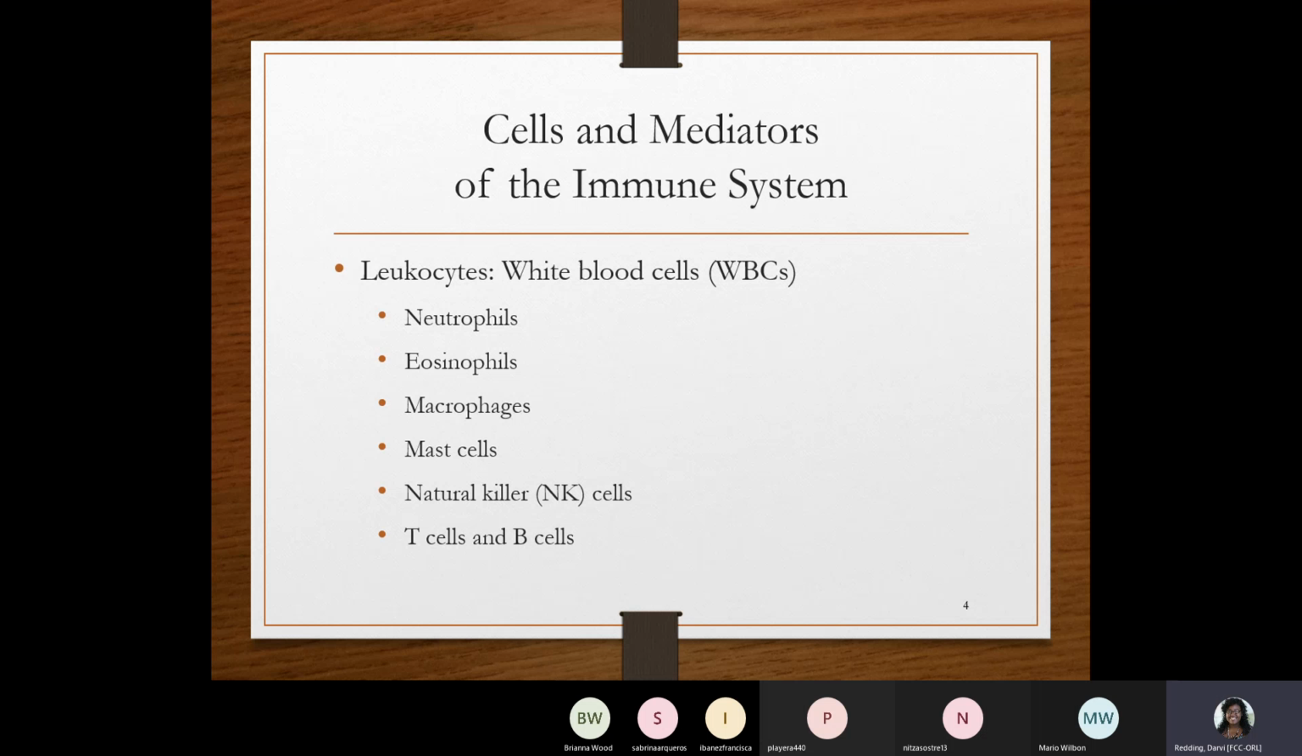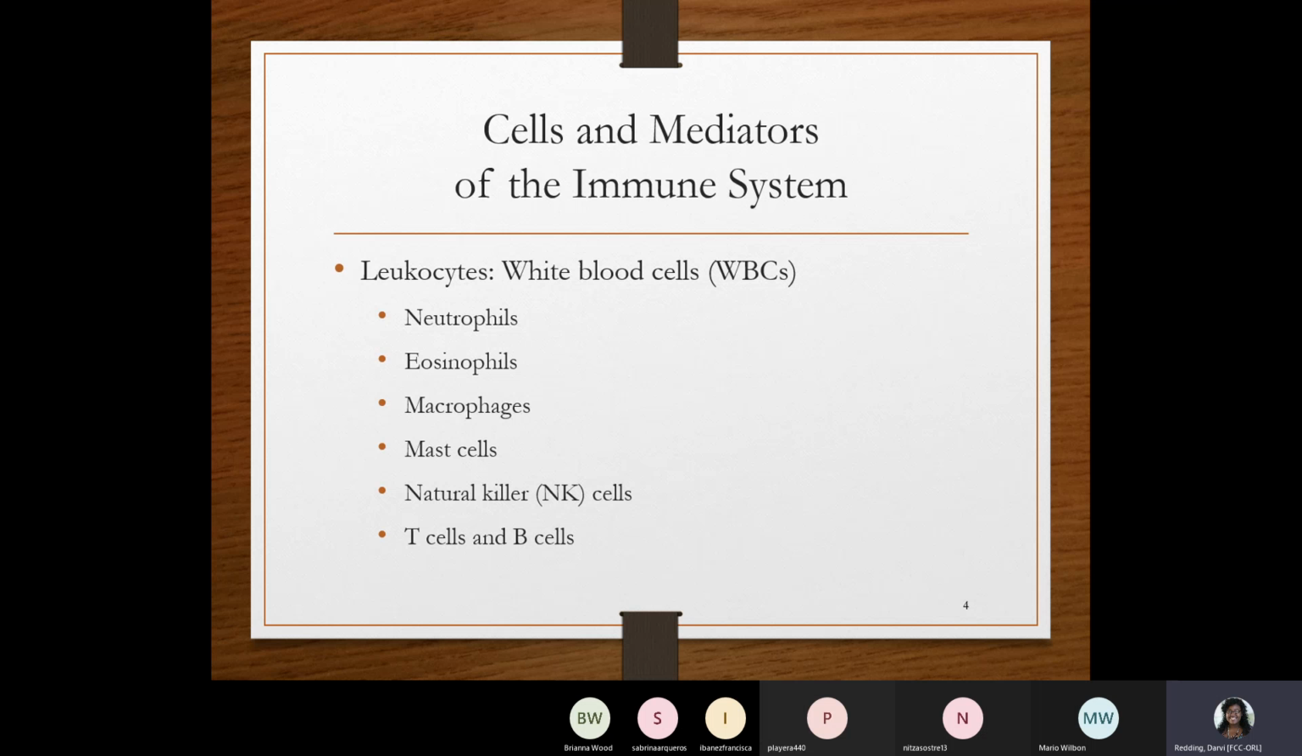So when we think of lymphocytes, one thing we should begin to think about is the leukocytes. Leukocytes represent white blood cells, and some examples would be the neutrophils, the eosinophils, macrophages, mast cells, and NK cells, which are the natural killer cells. Inside of the leukocytes you also have the T cells and B cells, which I just gave an example of. Leukocytes represent WBCs, which is abbreviated for white blood cells.